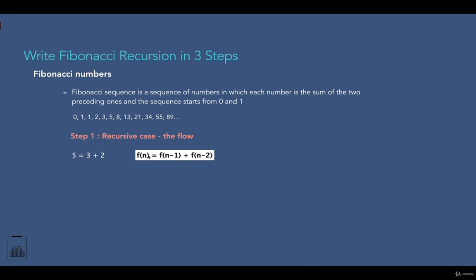Fibonacci of n is equal to Fibonacci of n minus 1 plus Fibonacci of n minus 2. So in this case, n is 5, Fibonacci of n minus 1 is 3, and Fibonacci of n minus 2 is 2. So if we sum them, we will get 5. Now this is our recursive case. Now based on this recursive case, let's switch to Java and write our function and see how this is working.